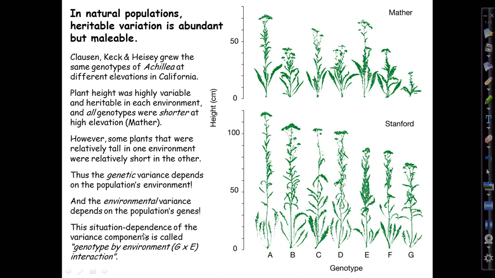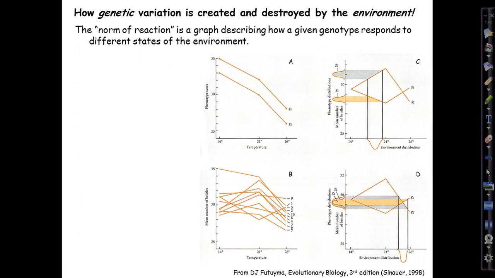So this situation dependence of the variance components is called genotype by environment interaction, or G times E, or GxE. And it's important, and it's hard for many people to understand and to grasp the significance of, which is why we're going to spend a few minutes thinking about it.